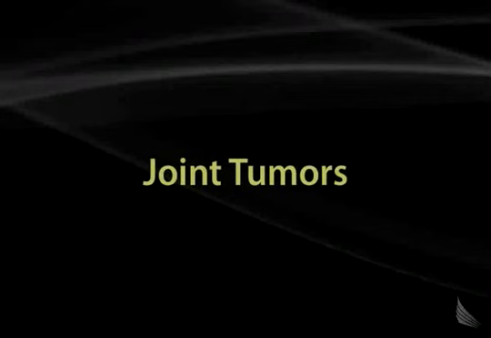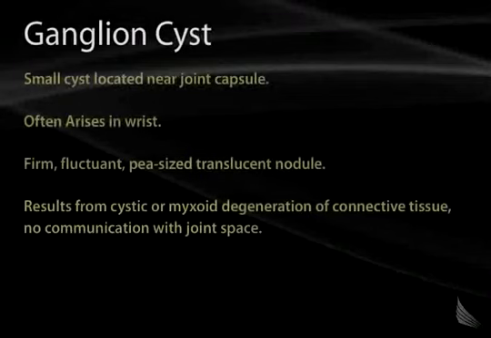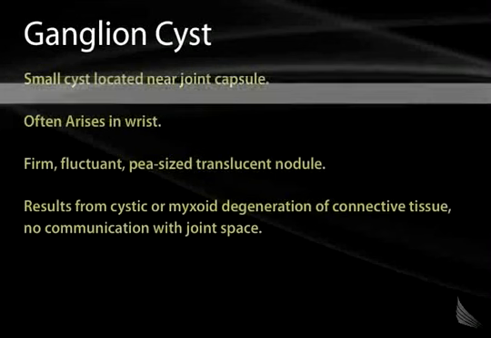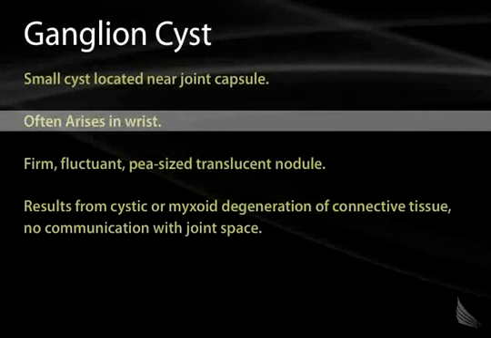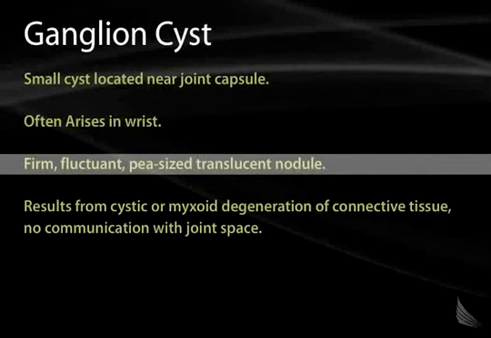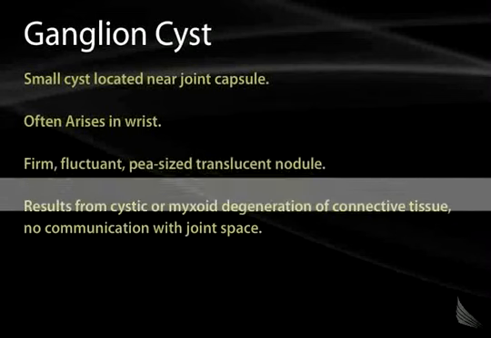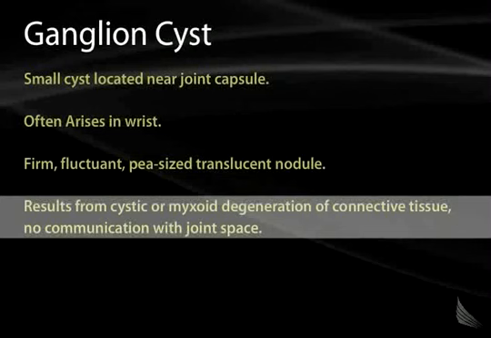Then we have to consider the issue of joint tumors. The ganglion cyst may be familiar to some of you as simply a small cyst located near the joint capsule, which often arises in the wrist. One sees this as a firm, fluctuant, pea-sized translucent nodule, just thought to be due to cystic or myxoid degeneration in the connective tissue and has no actual communication with the joint space.